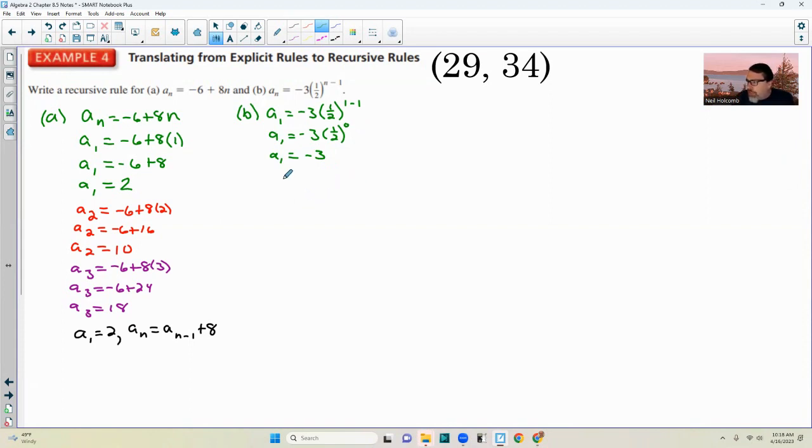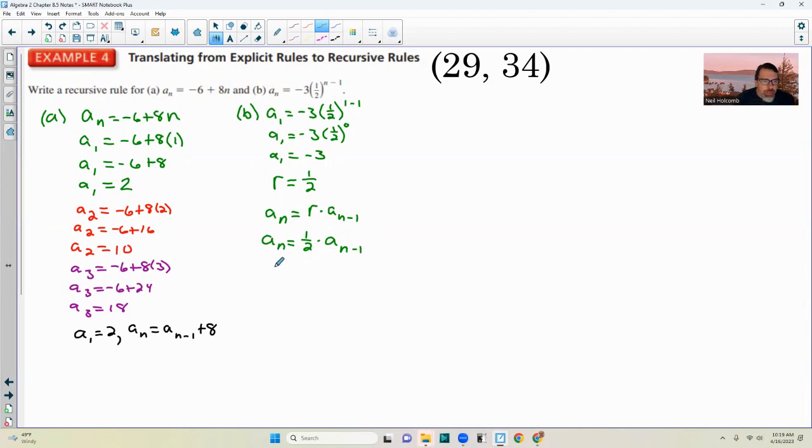Okay, so we found A sub 1. We want to write a recursive rule. Well, we're multiplying by 1/2 every time. So our r equals 1/2. So I want to write a sub n equals r times a sub n minus 1. And a sub n is therefore going to equal 1/2 times a sub n minus 1.